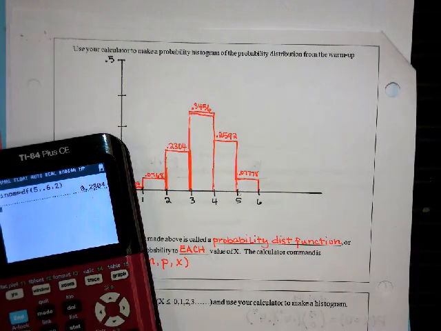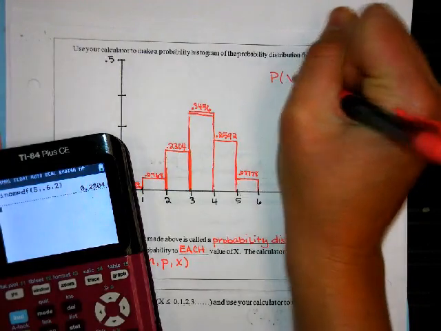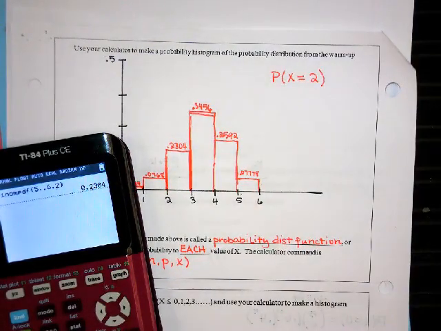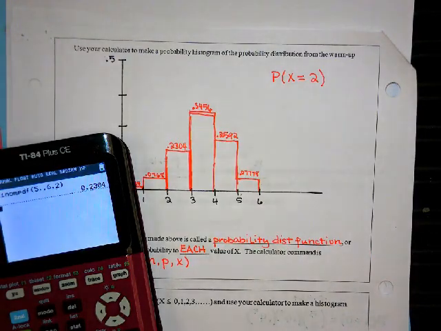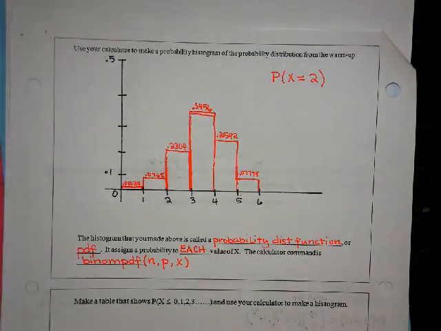Now, that tells you the probability that X equals a certain number, that he makes 2 free throws out of 5. But what if I want to know the probability he's going to make 2 or more? Yesterday, I showed you that you had to take the probability of 2 plus 3 plus 4 plus 5. Well, guess what? There's a calculator function for that one, too. So we're going to learn about that one here.